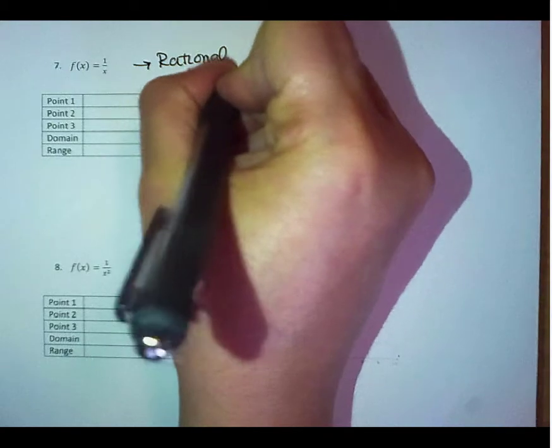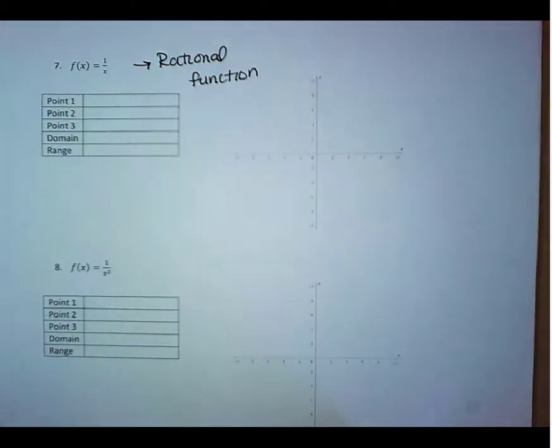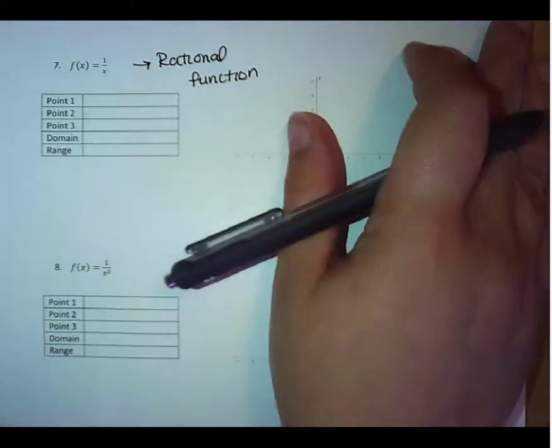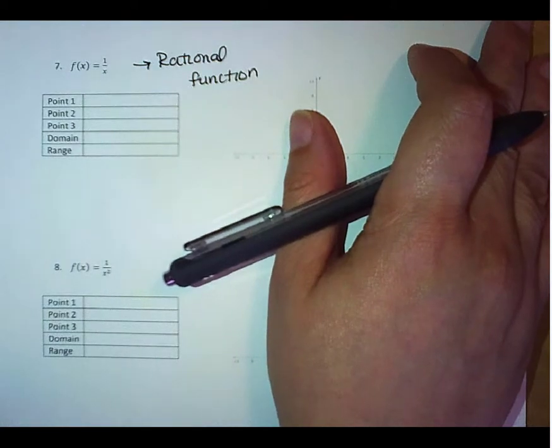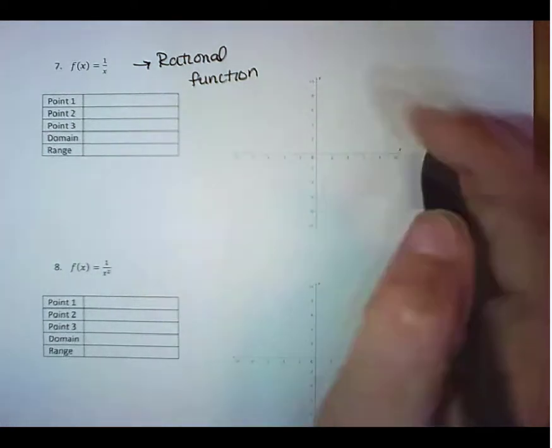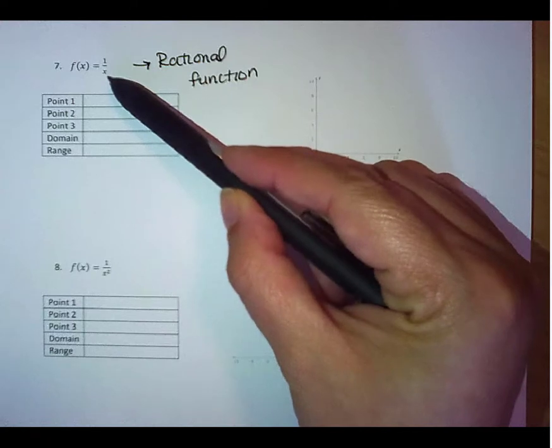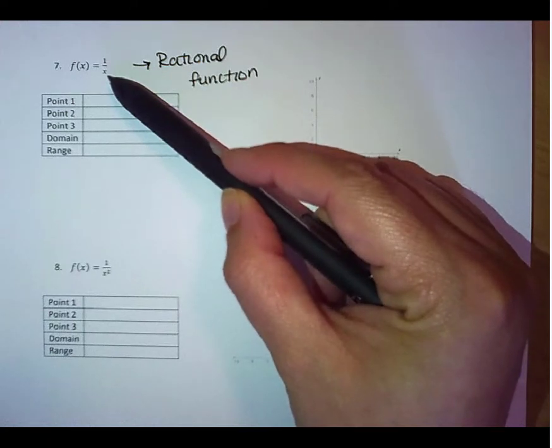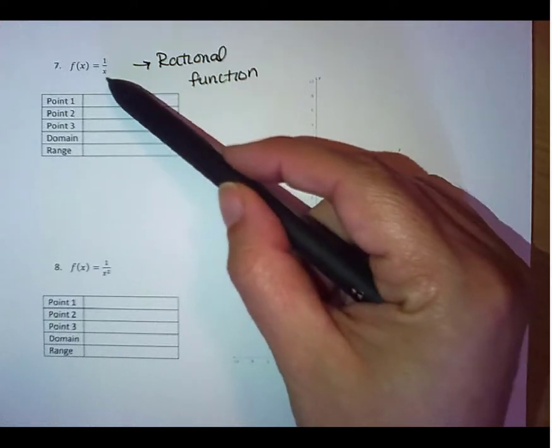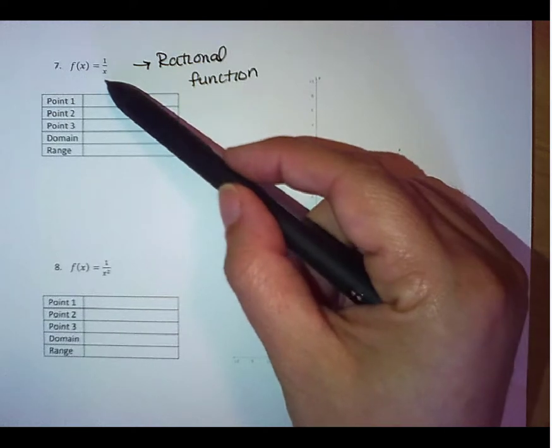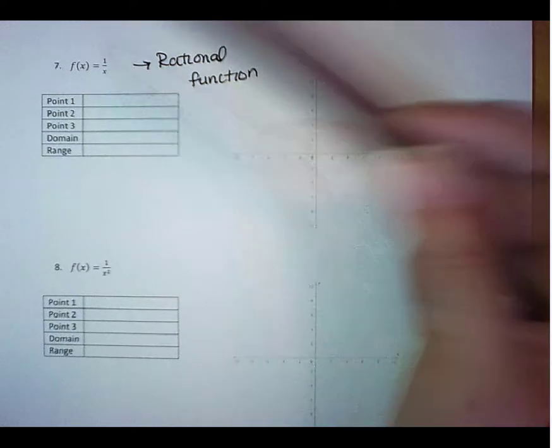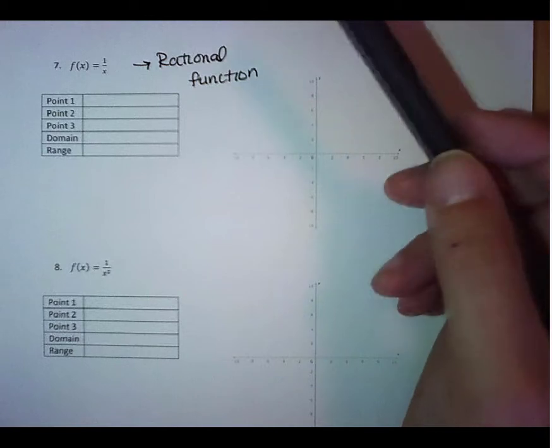Rational is just a fancy word for fraction, so it is our rational function. Now with this one, we're only going to find 2 points. Part of the reason is because it does have a variable in the denominator, which means it does have a restriction on the domain, and that restriction is 0, because if I were to plug 0 in for x, I would get 1 over 0, and that does not exist. So we can't use that.